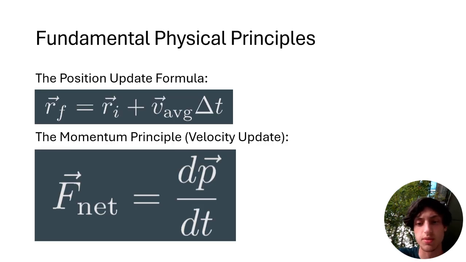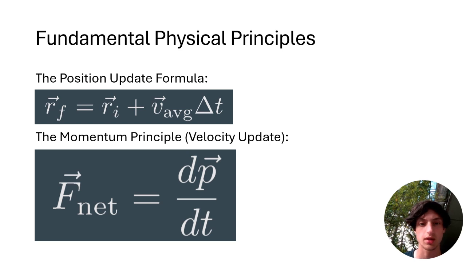The fundamental physical principles that we need to use are the momentum principle, which acts as a velocity update formula, and the position update formula. The momentum principle is that F net is the derivative of momentum with respect to time, which is also mass times the derivative of velocity with respect to time, at speeds not approaching light speed. In this context, that means if F net is 0, dv/dt is 0, so velocity stays constant because there's no change in velocity.